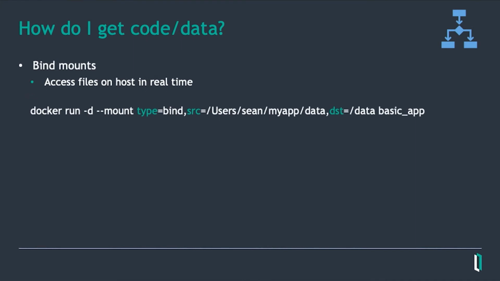So that's build time. But what about runtime? How can I access files from a running container without having to rebuild it? There's this thing called bind mounts. A bind mount will allow you to access files from your host operating system in real time from within a running container. This is an option that you specify in the docker run command. It's pretty straightforward. You just specify a directory in your host operating system and a directory inside the container, and then you can access the files directly within the container from that path.